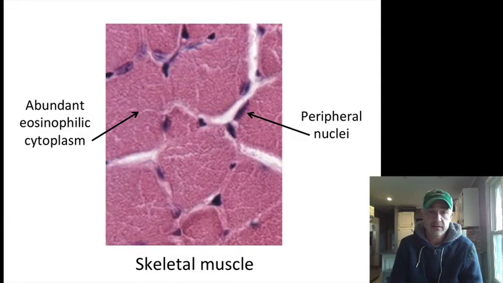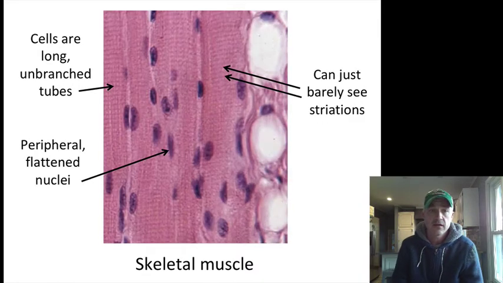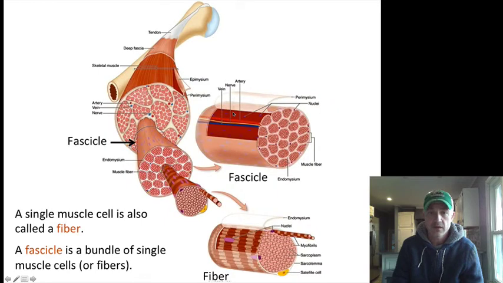Again, lots of pink staining cytoplasm, peripheral nuclei on these. Again, long unbranching fibers here with these striations in them.